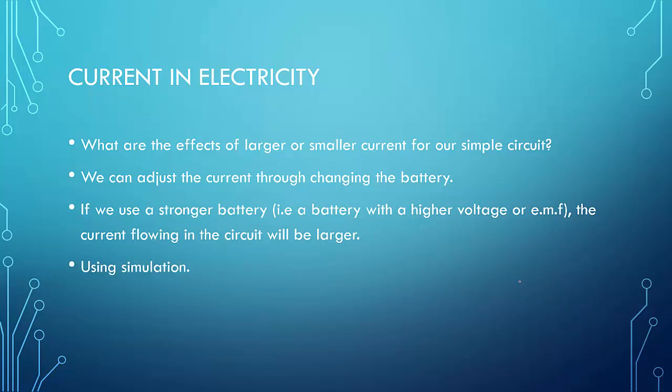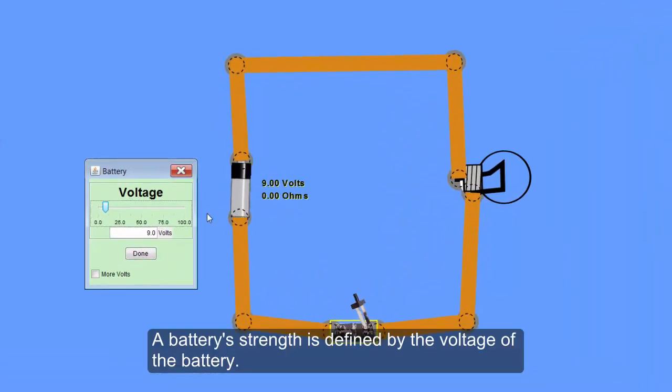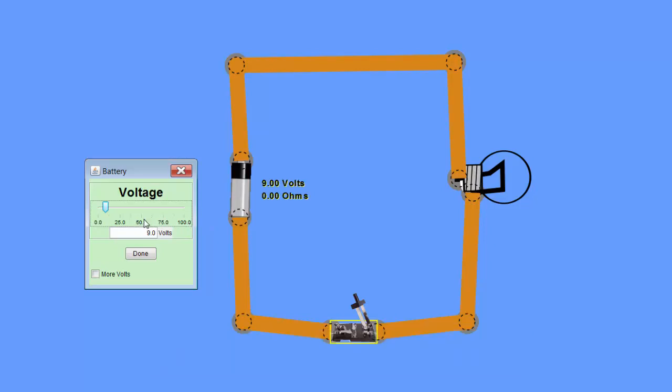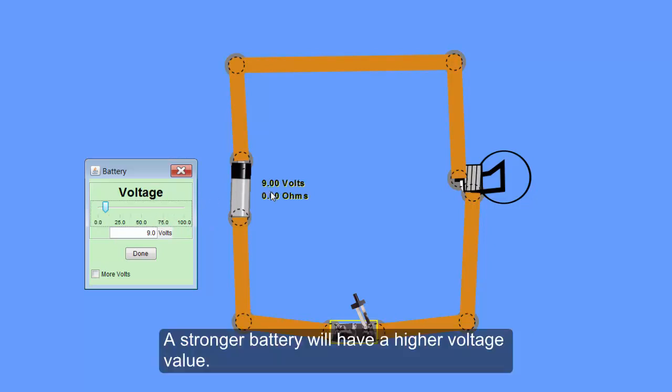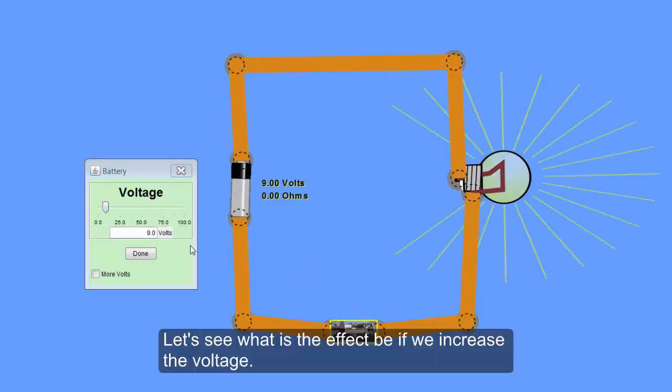So using a simulation, we explain what we mean by a larger current. A battery's strength is defined by the voltage of the battery. So you find that a stronger battery will have a higher voltage. Let's close the switch again and you see the light. Let's see what the effect will be if we increase the voltage.